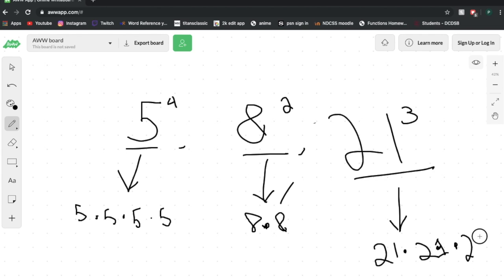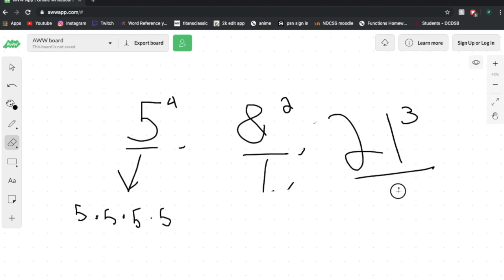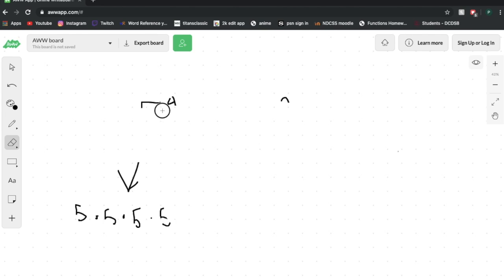times 21. So now that we have the basics of what exponents are, we are going to start talking about the main exponent law.